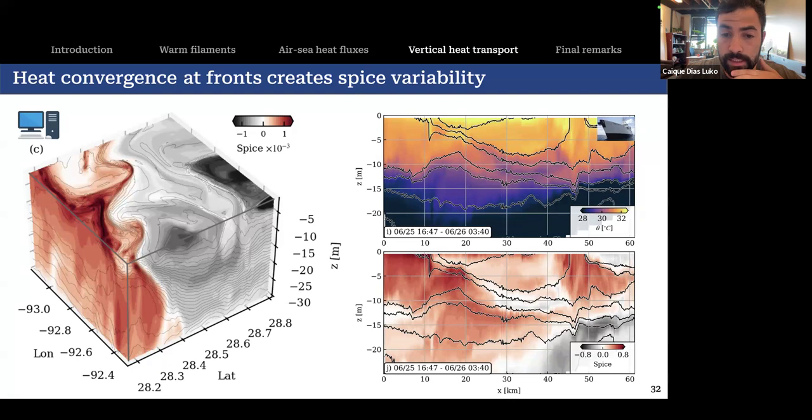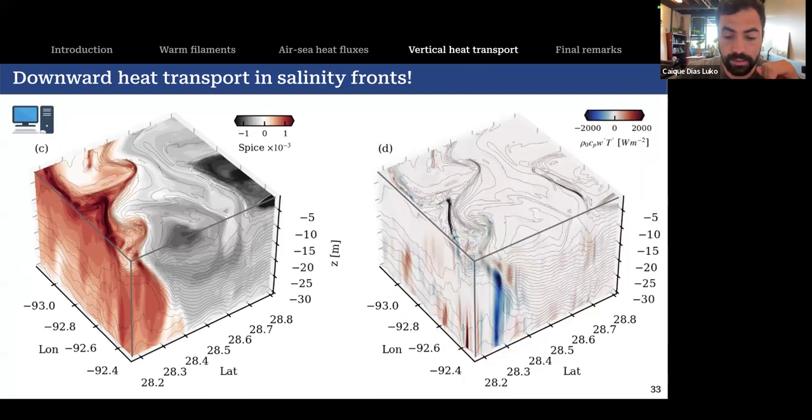Now, the second consequence of the subduction of warm water is the vertical heat transport. Here in our simulation, we see downward vertical heat transport of up to 2,000 watts per meter squared going down, which is the reverse of what's observed in temperature fronts.